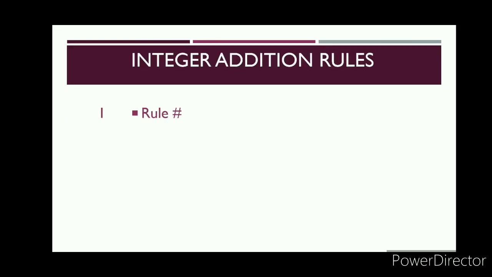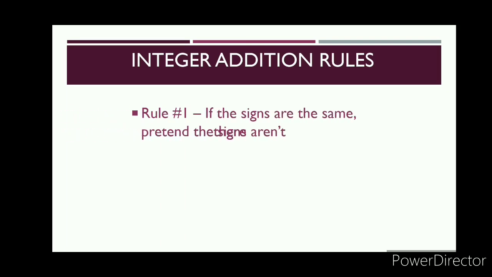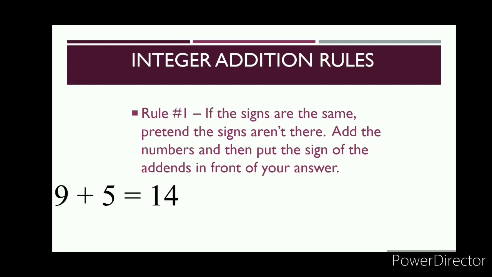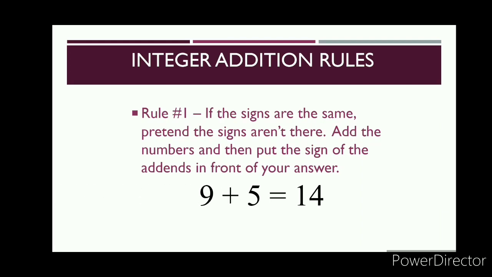See children, this is the rule we studied yesterday. If the signs are the same, add the numbers and then put the sign of the addends in front of your answer. So, we learnt 9 plus 5 is equal to 14 and minus 9 plus minus 5 equal to minus 14.